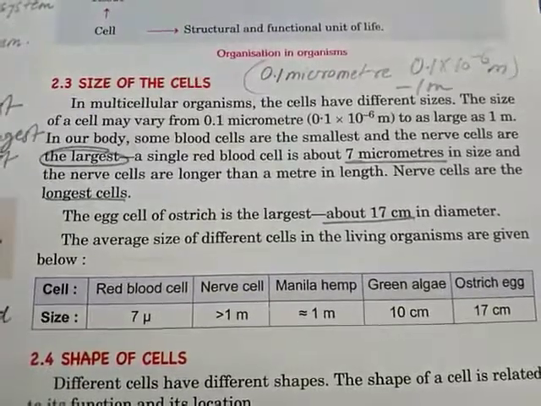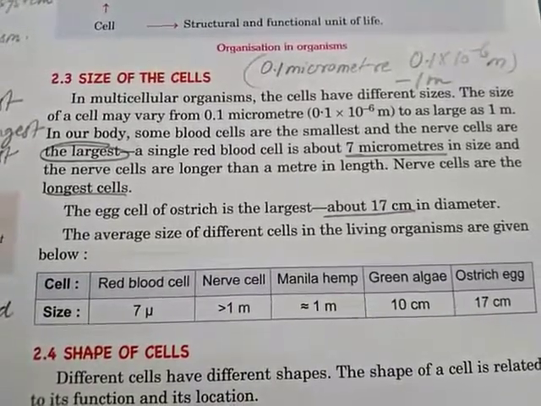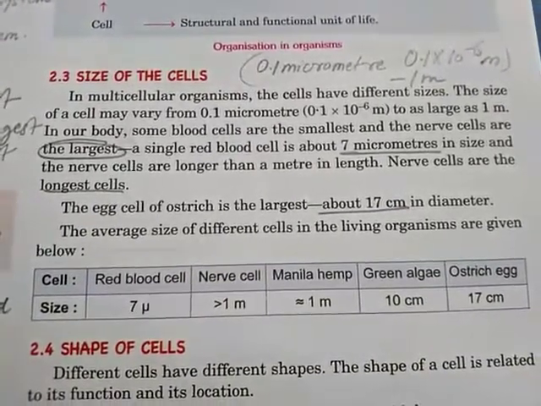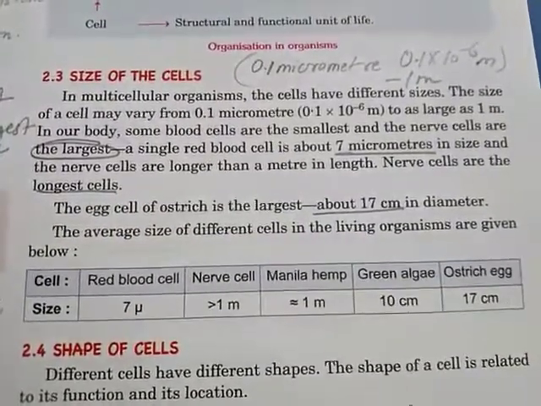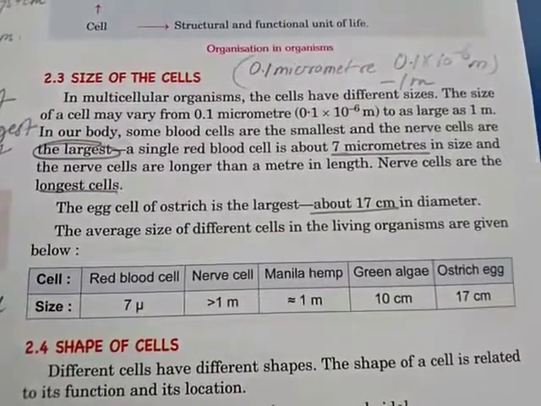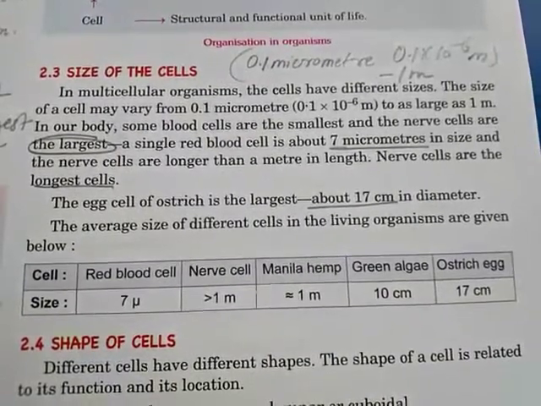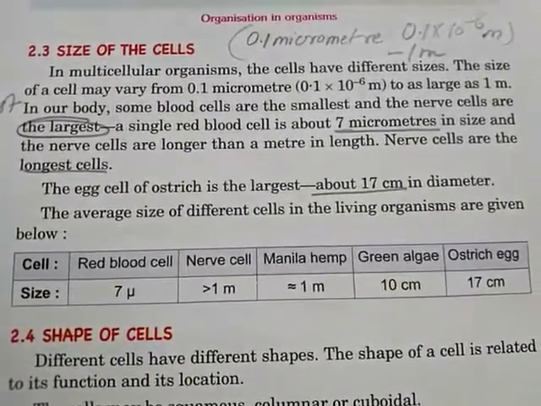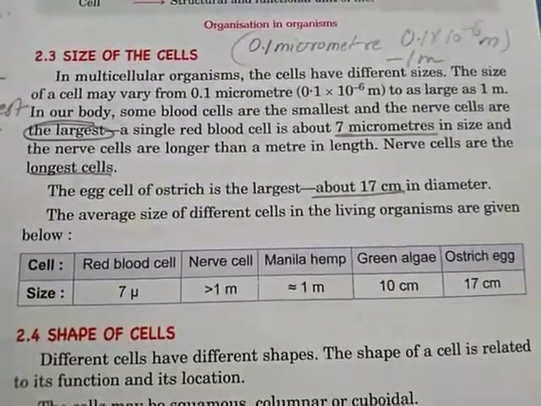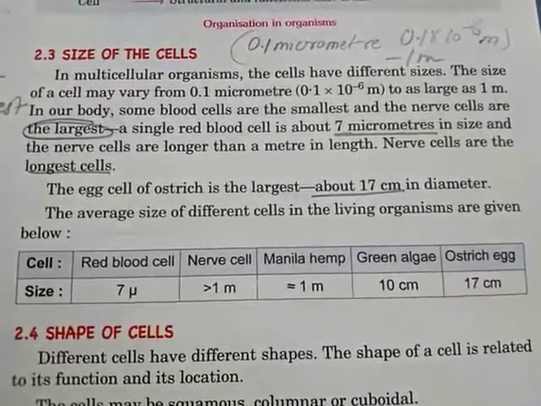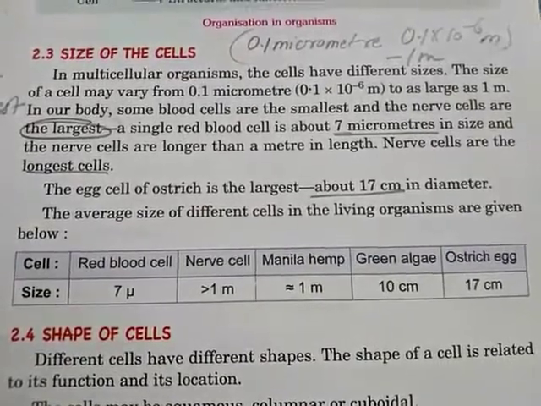Hello students, today we are going to discuss the size of cells and the shape of cells from Chapter 2, that is, The Cell, of Class 6. Students, you know the difference between unicellular and multicellular organisms. Unicellular organisms have a body made of a single cell, and all the activities are carried out by that single cell only.